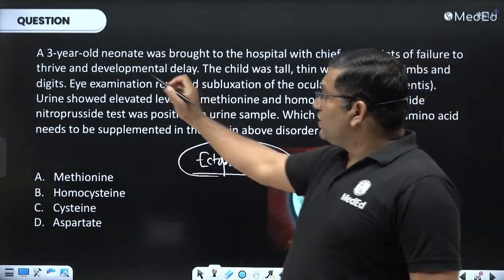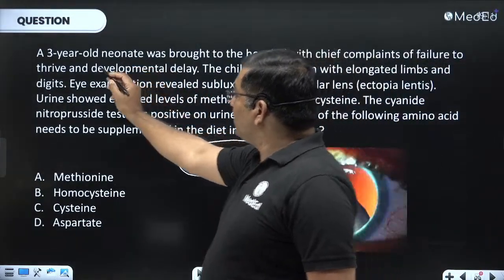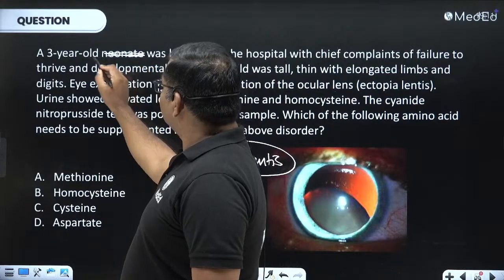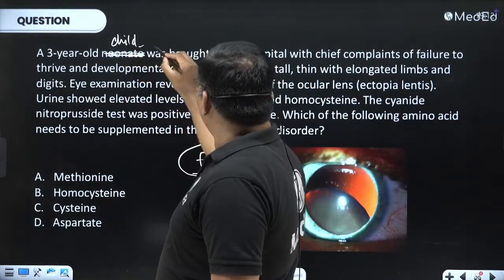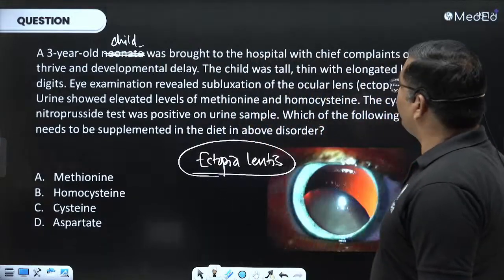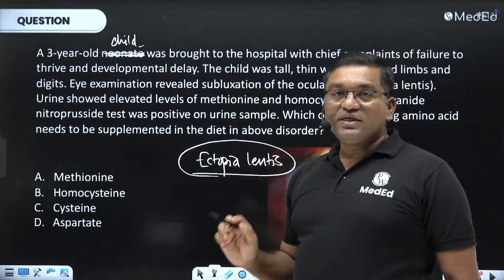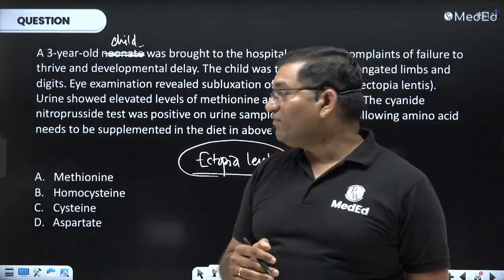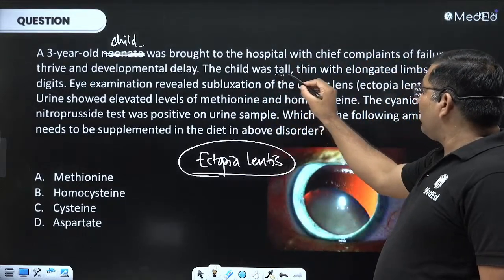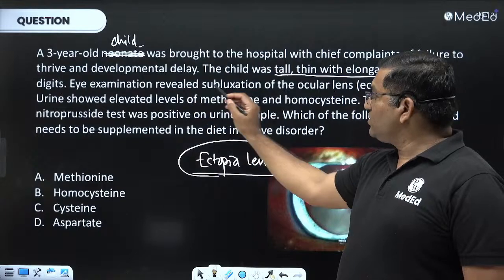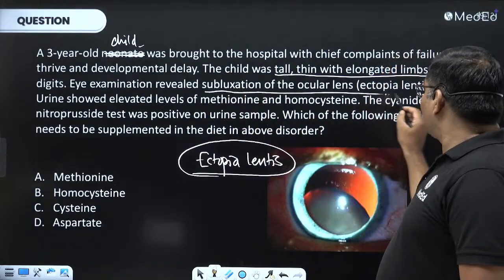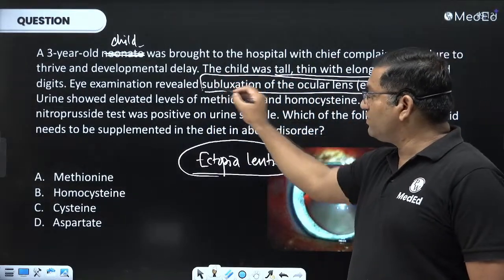See here, a 3-year-old child was brought to the hospital with chief complaints of failure to thrive and developmental delay. Failure to thrive means difficulty in weight gain. The child was tall, thin, with elongated limbs and digits. Eye examination revealed subluxation of ocular lens, meaning ectopia lentis is given.